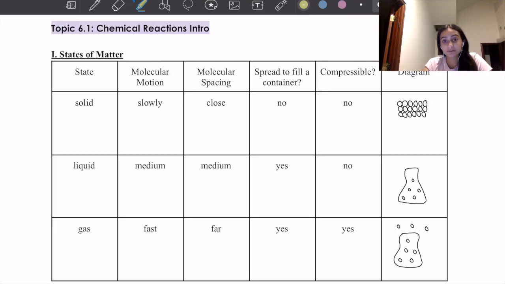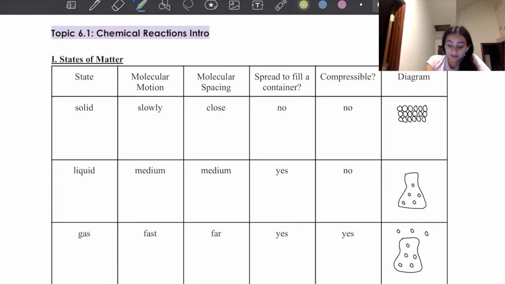So I'm first going to go over the different states of matter and just give a little detail about each of them. So we have solids, liquids, and gases, and each of these states of matter has specific characteristics. So I'll first start with solids. In a solid, the molecules move very slowly. They're very close together, just like this diagram. And they cannot spread to fill a container, and they are not compressible because of how close and congested the molecules are.